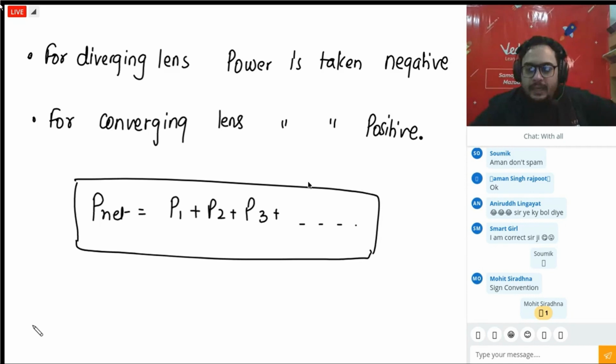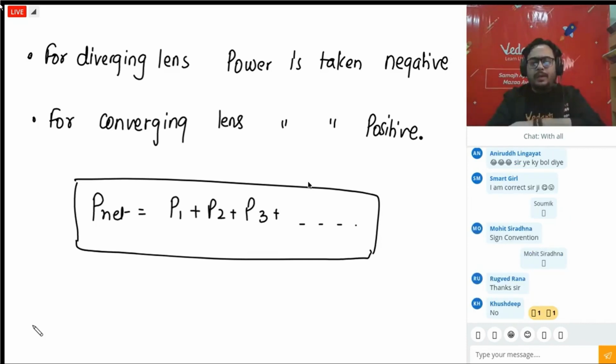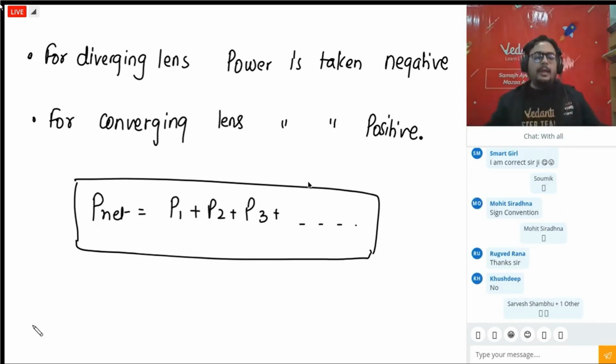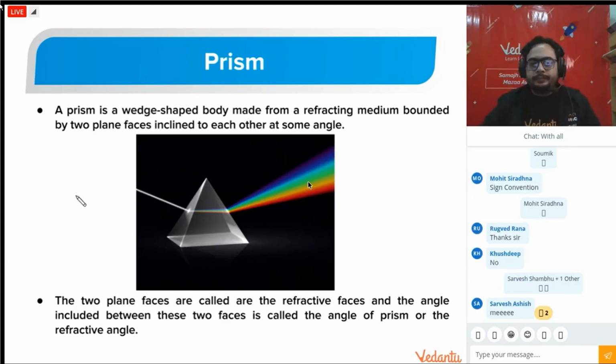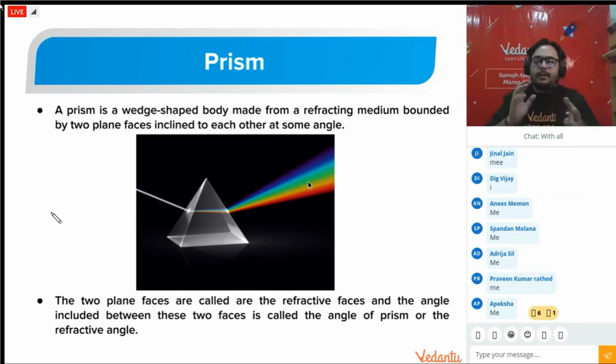Okay, any doubts in this? So this is a very simple topic, nothing much in it, purely formula based. Now we will see the most colorful topic of ray optics, which is prism. Now, how many people have seen a prism? Have you performed experiments with it in the lab?